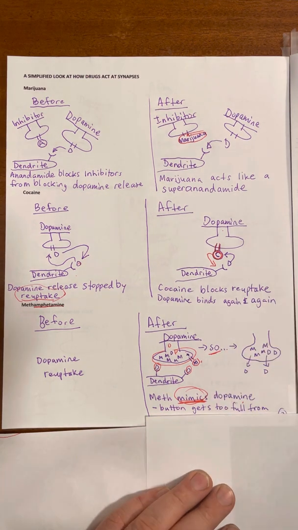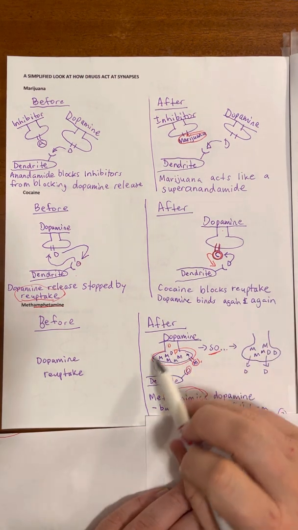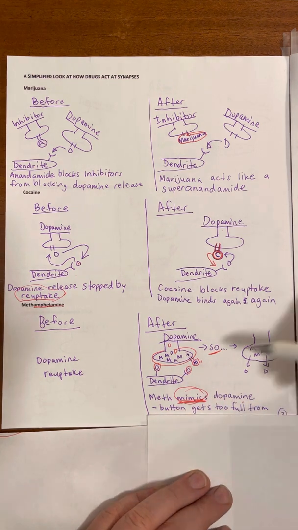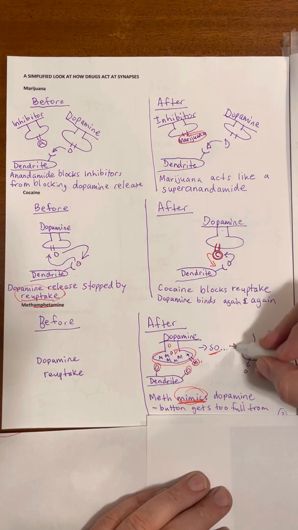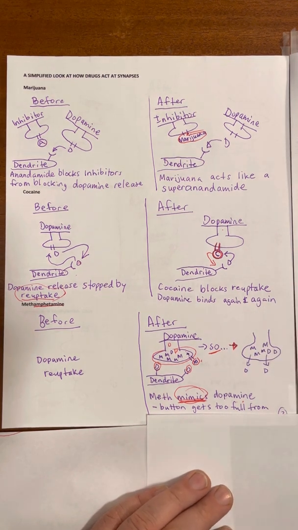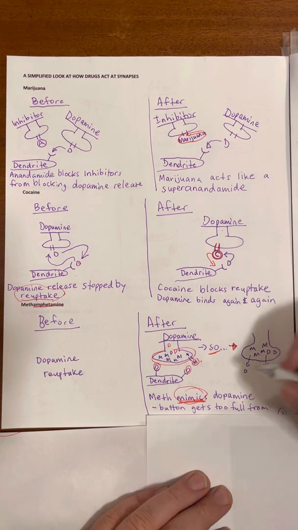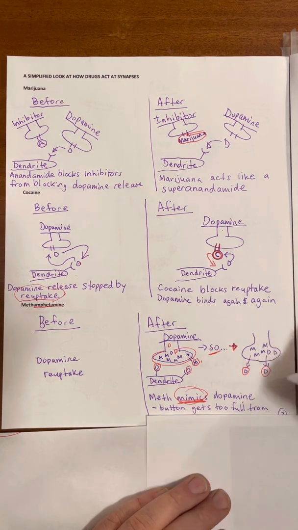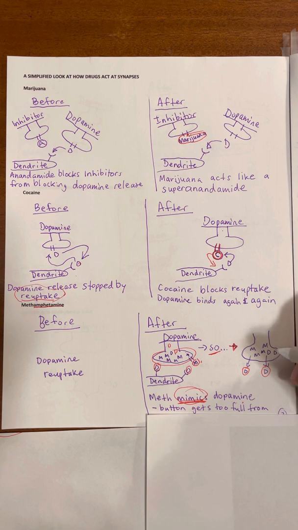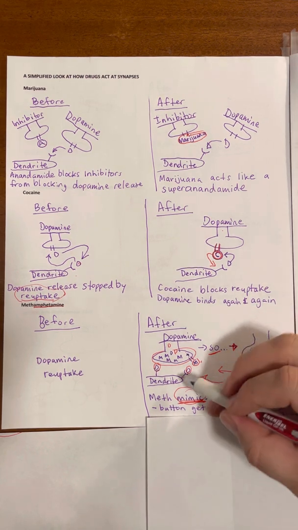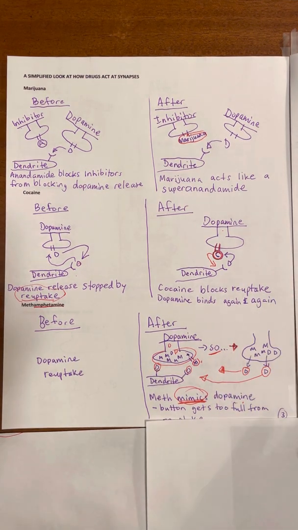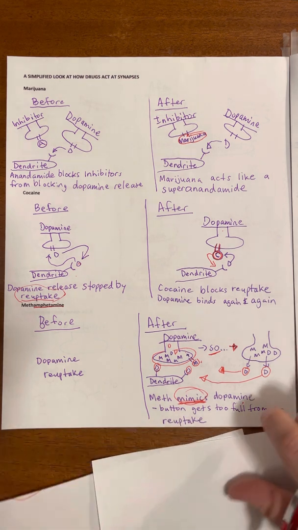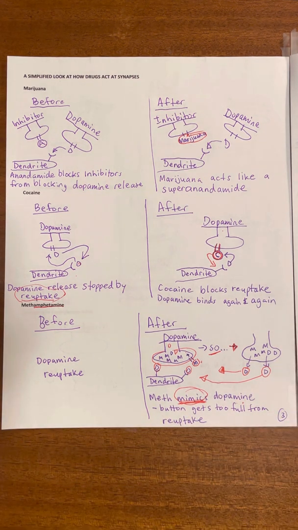What's going to happen is that the terminal button is going to get so filled up with these different molecules, the meth and the dopamine, that it's going to need to kick some stuff out. What's it going to end up kicking out? It's going to end up kicking out dopamine molecules. And those dopamine molecules are then going to go back to the dendritic receptor that they were stimulating before, therefore causing that continued feeling of exuberance, euphoria, stimulation.